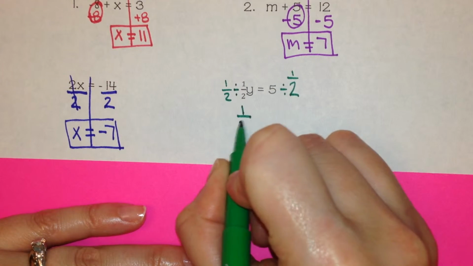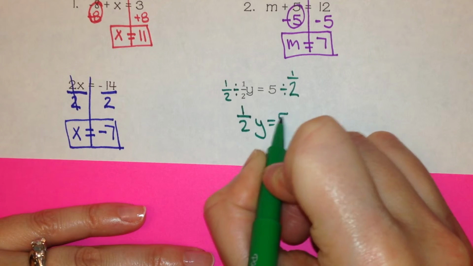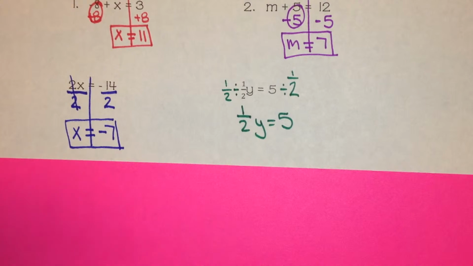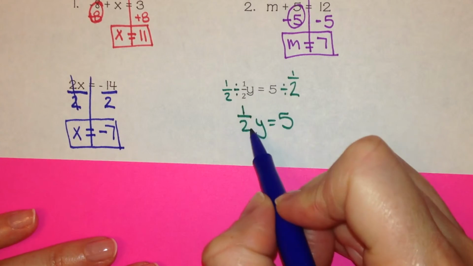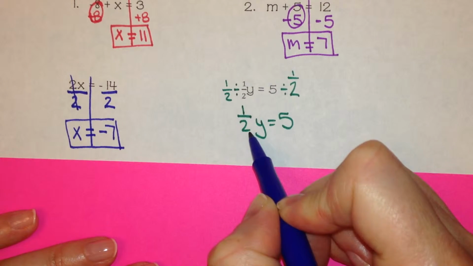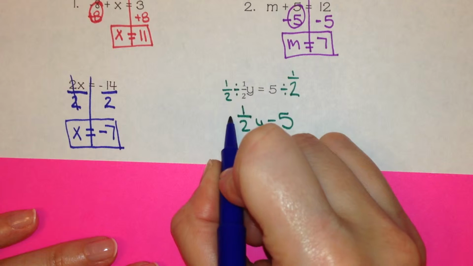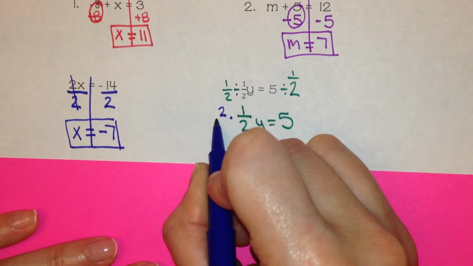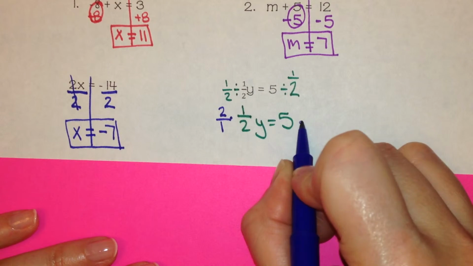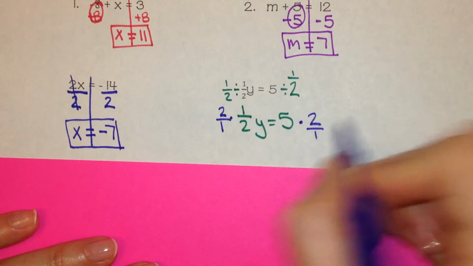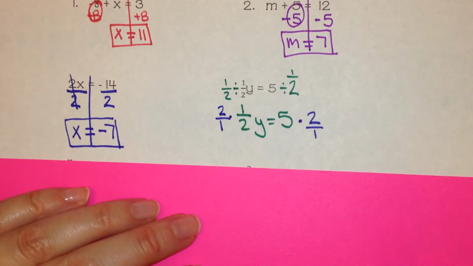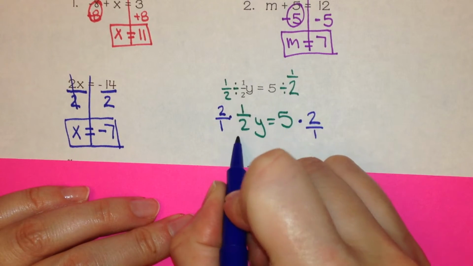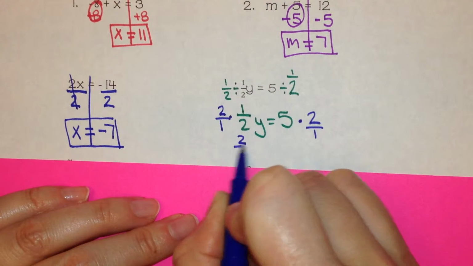So I'm going to teach you the trick. So I'm going to go back to the original problem. 1/2 times y is equal to 5. So anytime you're multiplying your variable by a fraction, all you have to do is multiply both sides by the reciprocal of the fraction. That means the fraction flipped over. And I'll show you why. So we have 1 times 2 is 2.